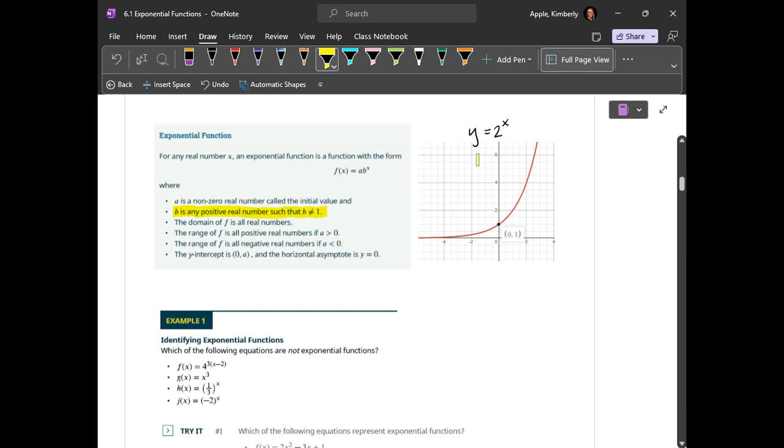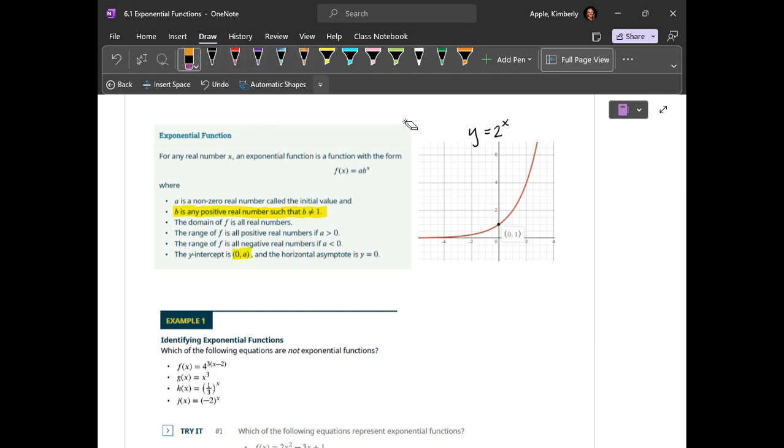So looking at the graph, it's easier to see the domain. The domain is all real numbers from negative infinity to positive infinity, and the range is all positive real numbers if the initial value is positive, and if it's negative, then this function would flip over and it would be decreasing instead. But this is a positive a value. In this case, the a value is 1, b is 2, and then the x is in the exponent, as with any exponential. Of importance is that the y-intercept is (0, a).